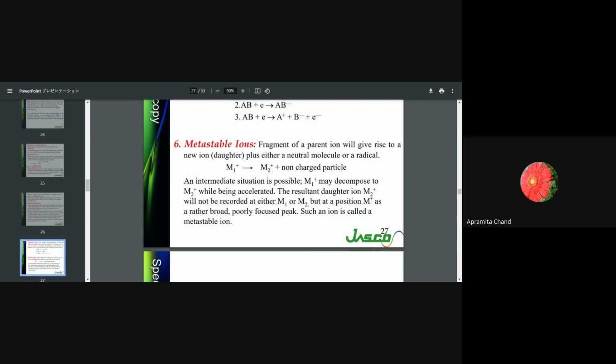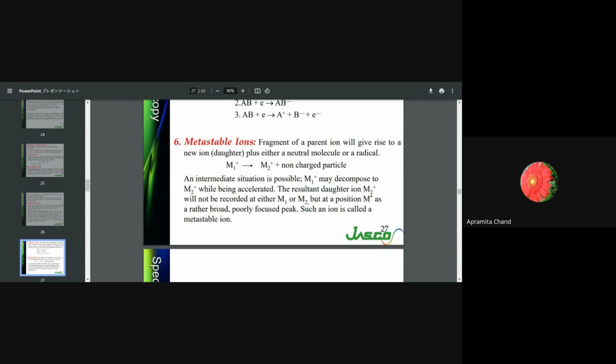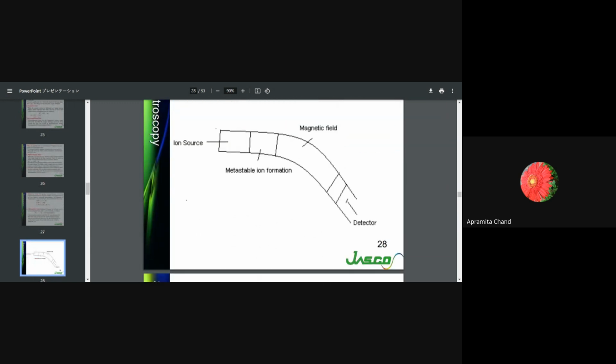So the resultant M2 plus will not be recorded either at M1 or M2. If the decomposition happens during acceleration, it will come neither at the M1 position nor the M2 position, but it will come at a position M star. Its focusing will not be proper, and instead of a single sharp line, it will give us a broad peak. Whenever we see such broad peaks, we can say that this ion is a metastable ion.